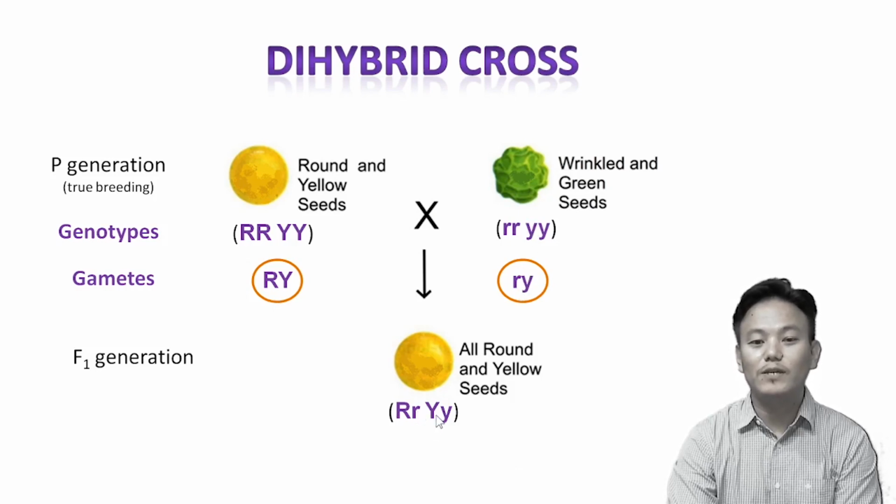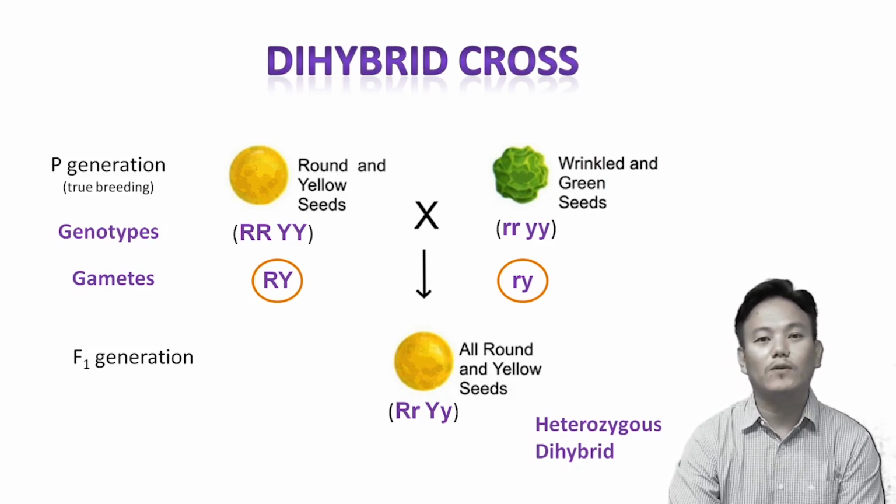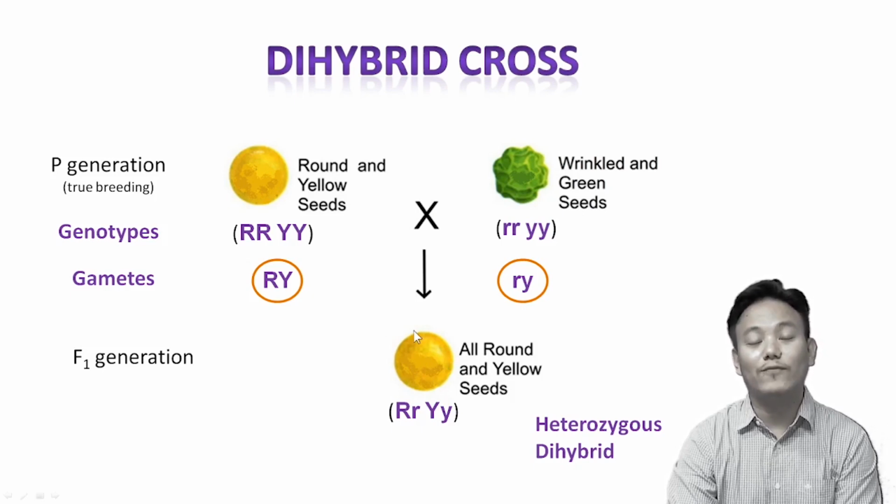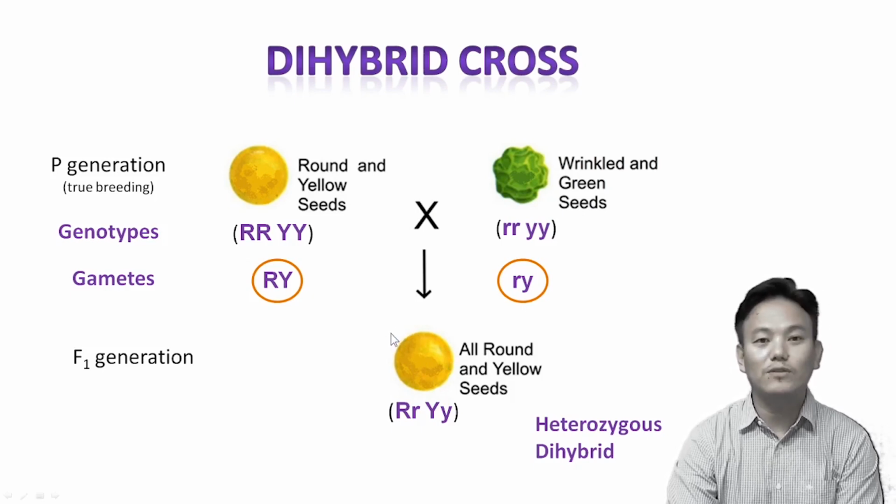And similarly with the two Ys, one capital Y from this parent and one small y from this parent. So this is heterozygous for both the traits, and that is why it is called a dihybrid plant. Now, if you remember, whenever Mendel carried out a cross, let it be monohybrid cross or dihybrid cross, he made sure that he self-pollinated the F1 generation to get the F2 generation.